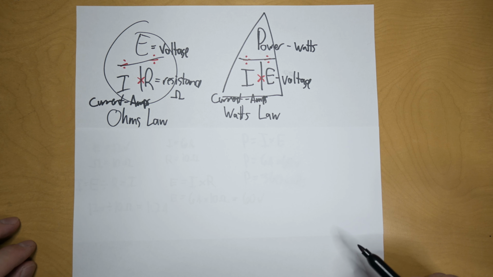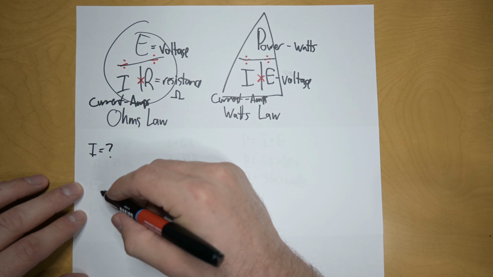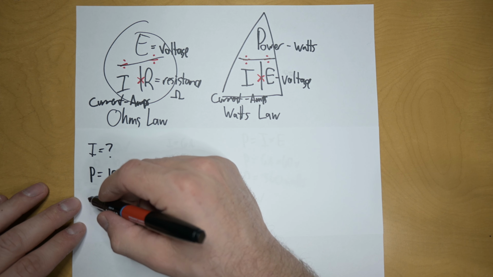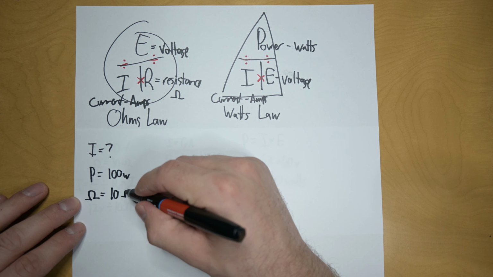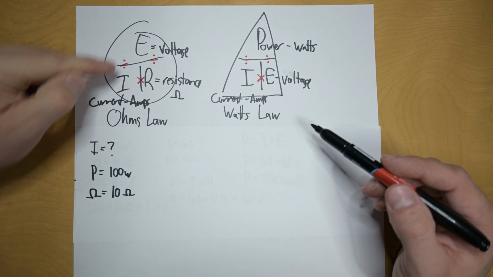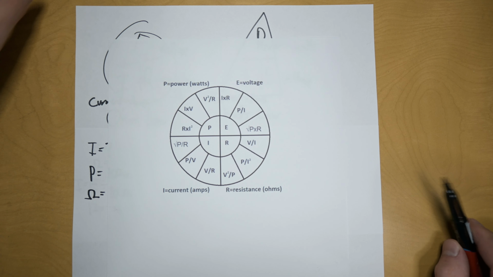Excellent. Now what happens if our needs are a little bit more complex? Let's say we are trying to find our amperage. We have our power and we have our resistance. How do you use that? Because we have resistance, but we don't have power here. We have power here, but we don't have resistance. That's when we would need this lovely power wheel.